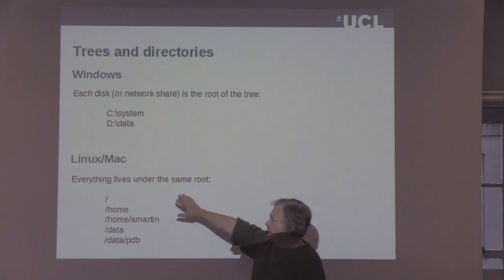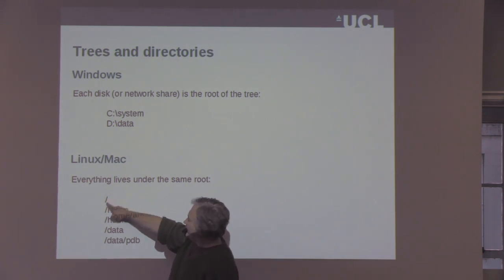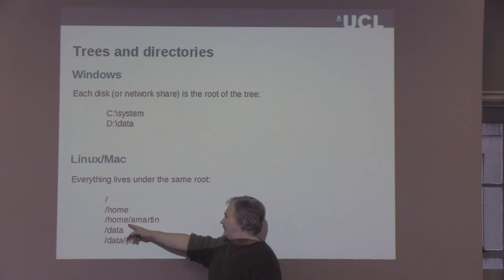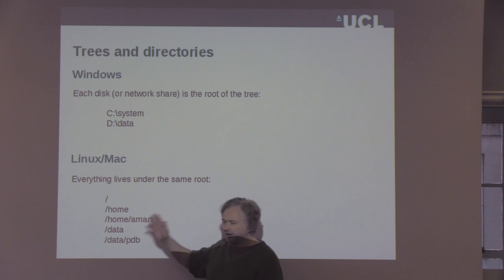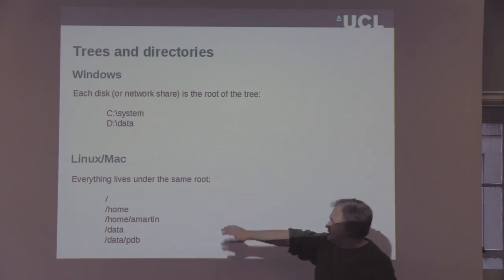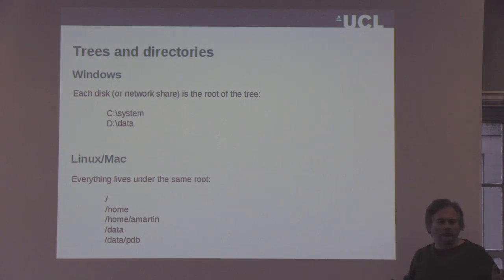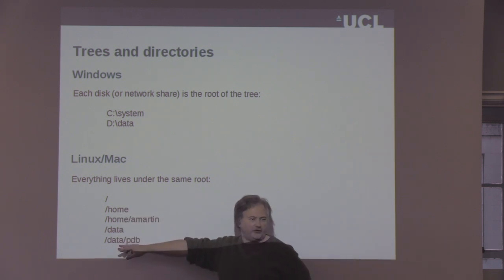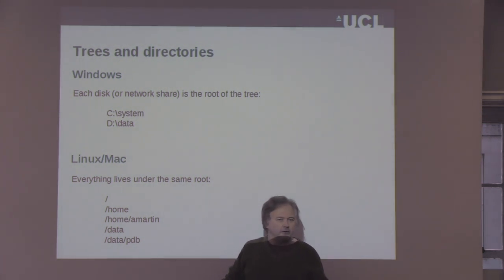In the Linux and Mac world, everything lives under a single tree. So everything starts at slash. And then we can have /home, /home/A Martin, which is my home directory, /data, /data/PDB. Now these top levels, like home and data, may or may not correspond to separate disks. Indeed, we could have /home and /data on one disk, /data/PDB on another disk.